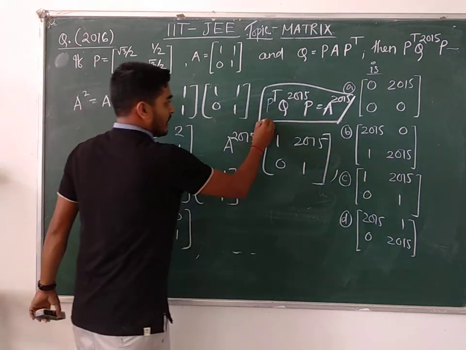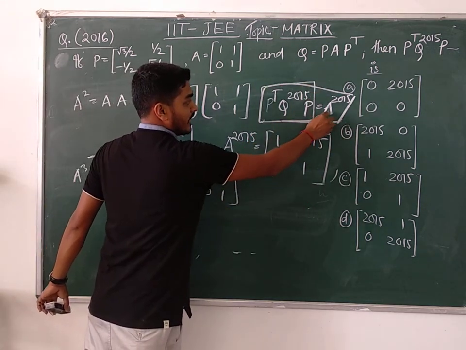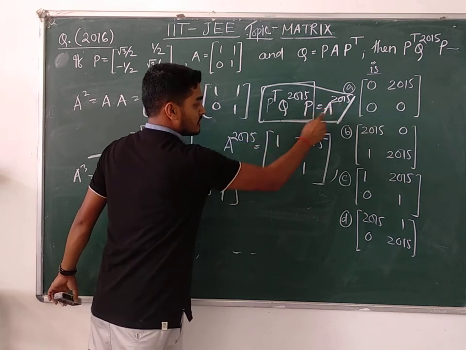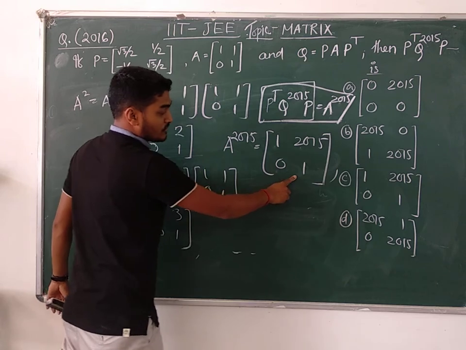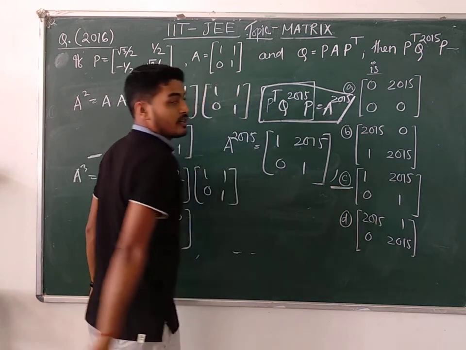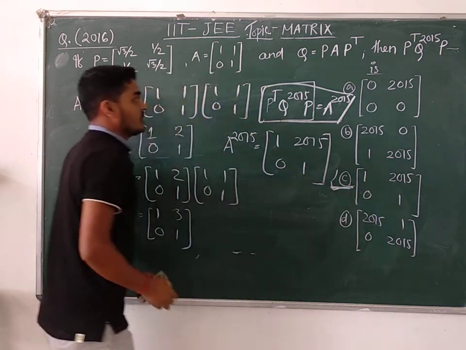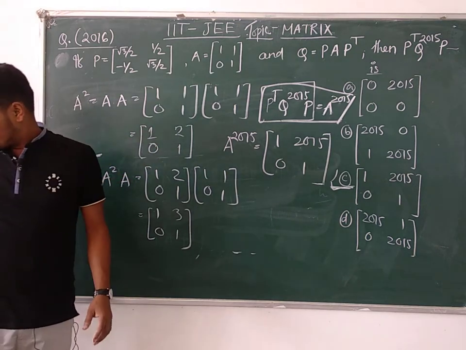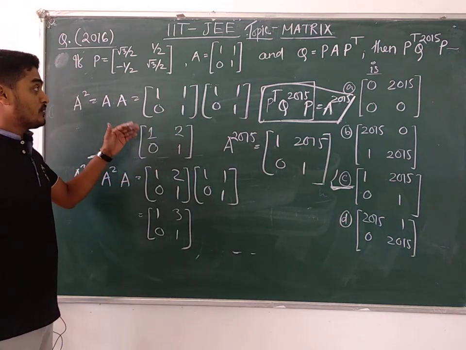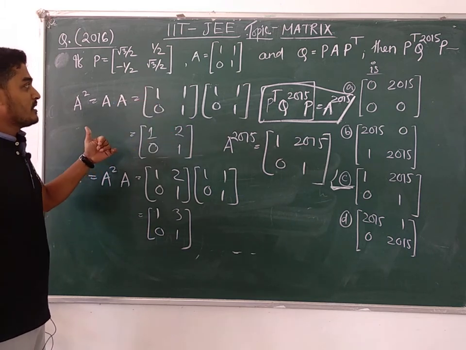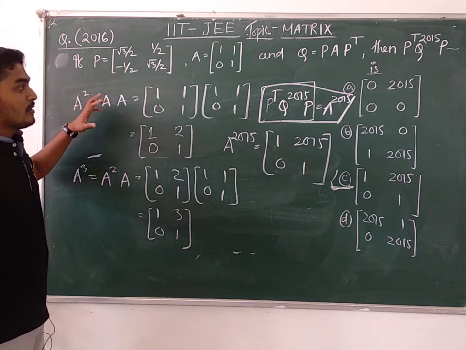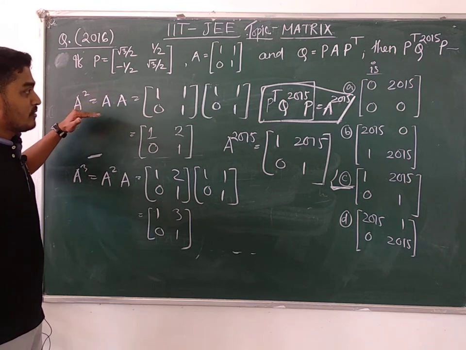That means the value of this expression is A to the power 2015, which is nothing but 1 2015 0 1. Which option is correct? Option C is correct. Just the procedure is required. What are the main concepts required to answer this type of question? Transpose and the product of a matrix. Very simple question. Just try to find the answer yourself.